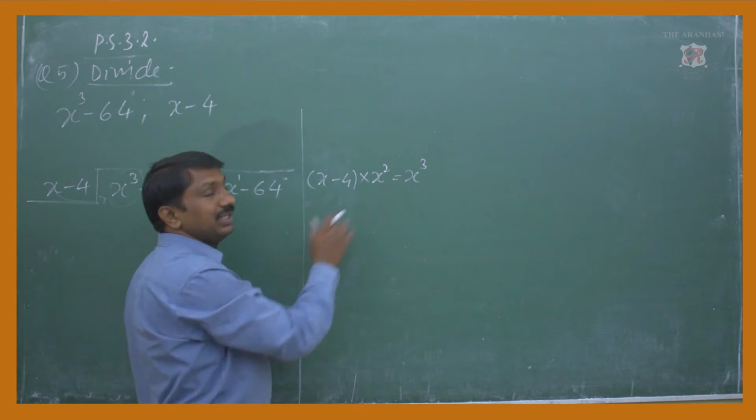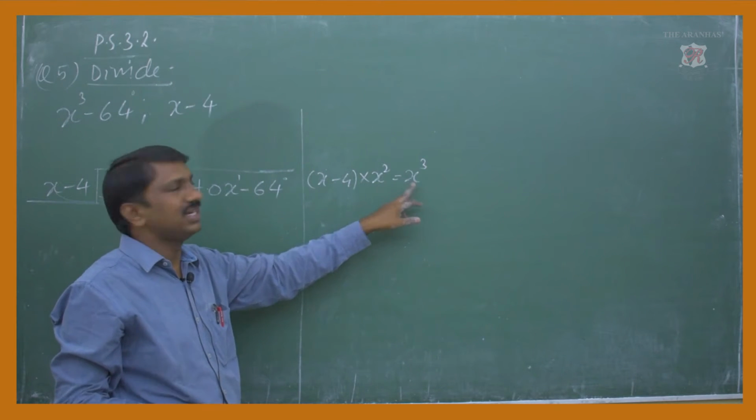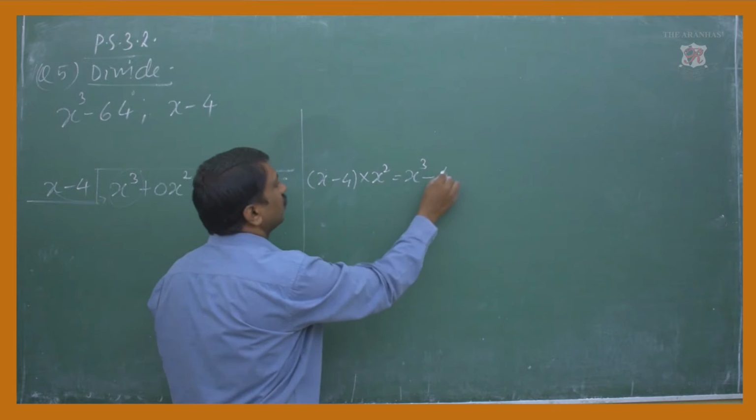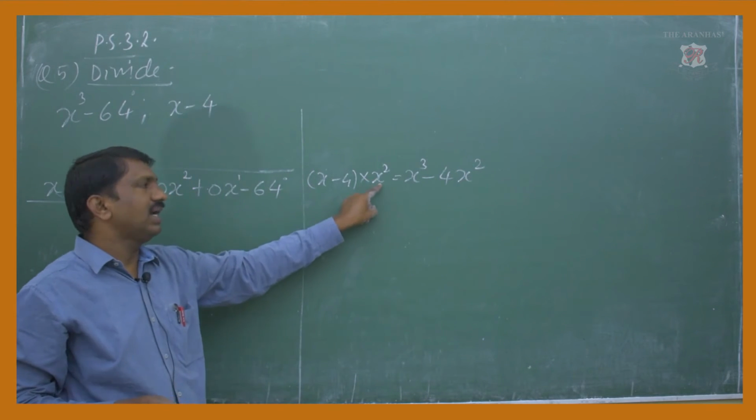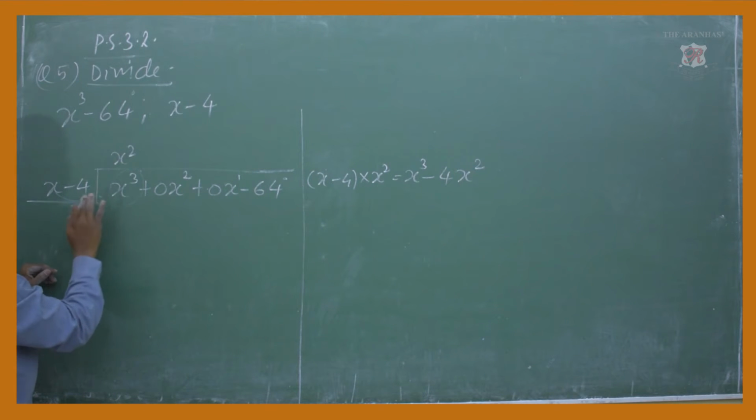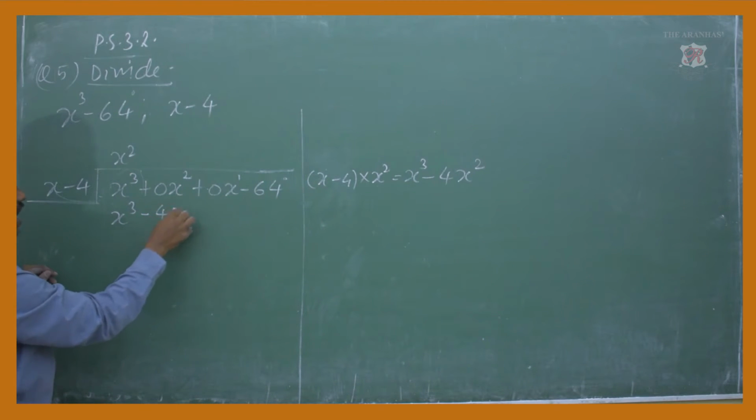So the first term should be the like term, so that is why we are taking the factor of the dividend only. And as it is the minus sign, x square into 4, we are going to get 4x square. So we multiplied here with x square, so up we will write x square. What do we get now here? We got x cube. So x cube minus 4x square.